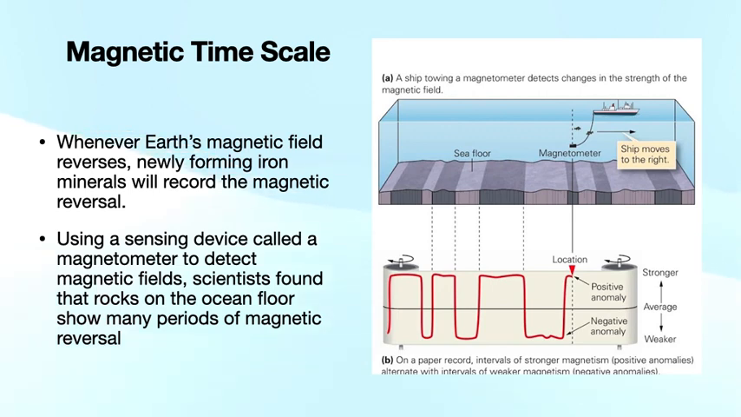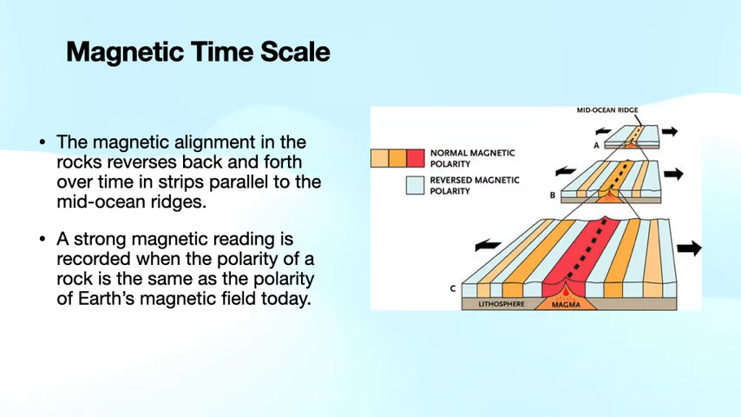They'll all line up. So using a sensing device called a magnetometer to detect magnetic fields, scientists found that rocks on the ocean floor show periods of magnetic reversals. So it shows when the magnetic poles reverse. The magnetic alignment in the rocks reverses back and forth over time in strips that are parallel to the mid-ocean ridges. And a strong magnetic reading is recorded when the polarity of a rock is the same as the polarity of Earth's magnetic field today. So we can tell, and the other thing is they match on both sides of the ridge. So the time periods match because it's even.